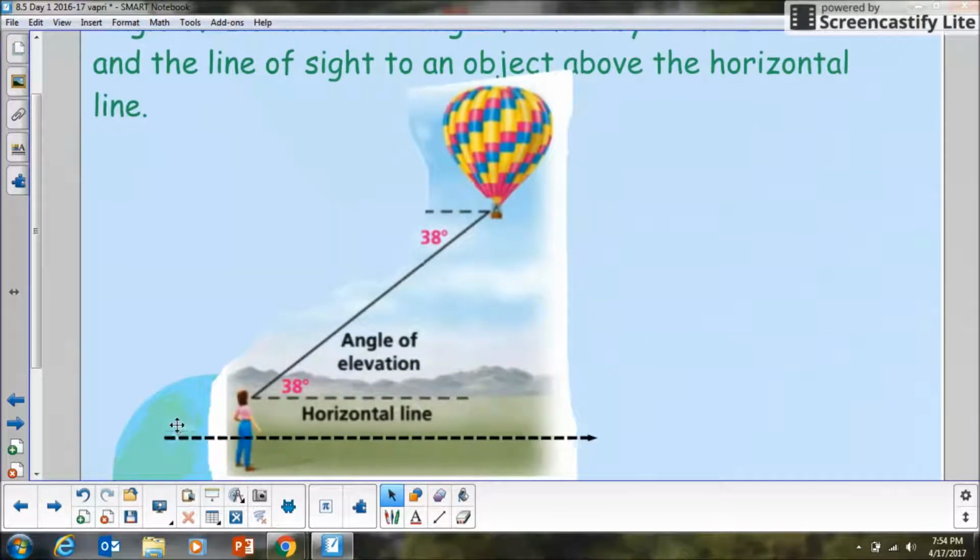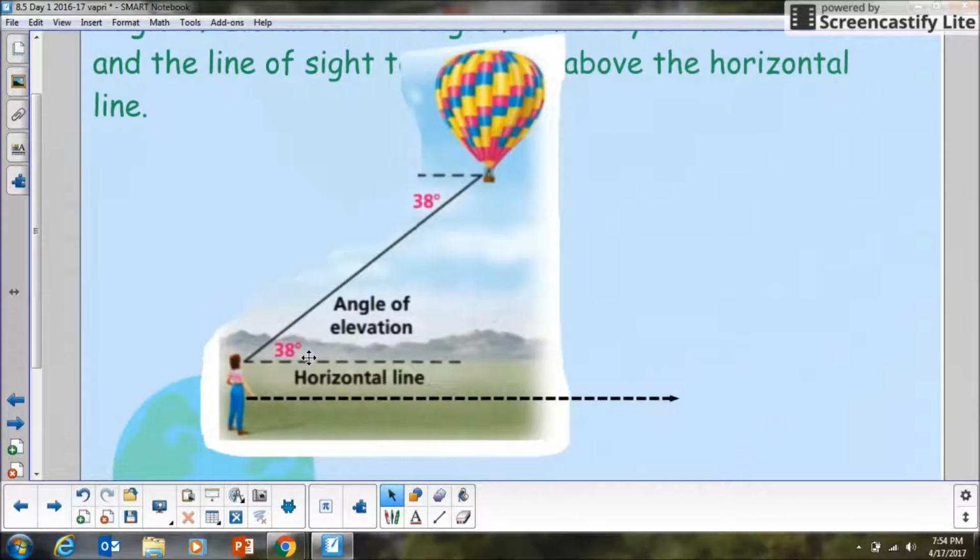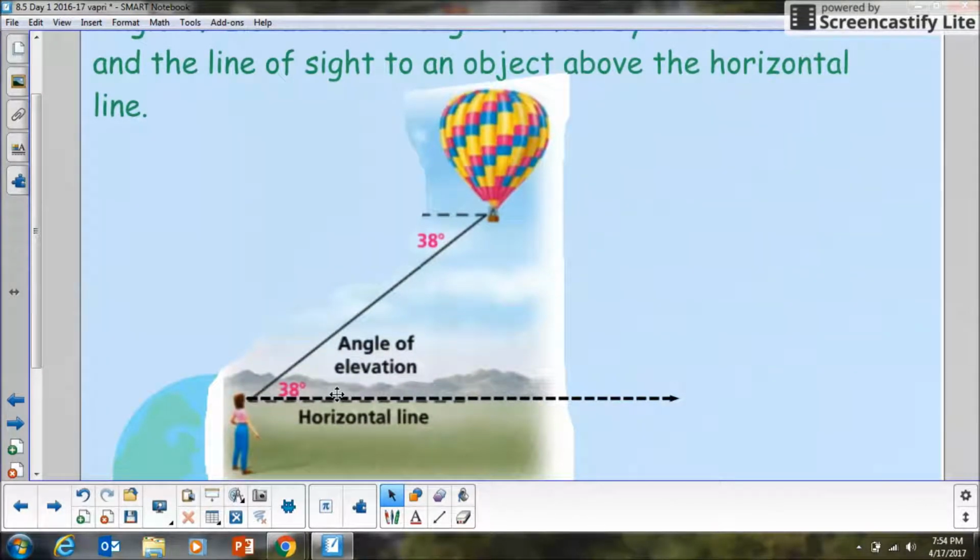As you can notice, the line of sight is this horizontal line. If she looks straight, she looks straight along this dotted line, the black line. She has to raise her eyes to look up to the balloon. So this angle here, this is the angle of elevation. She has to raise her eyes to look up to the balloon.